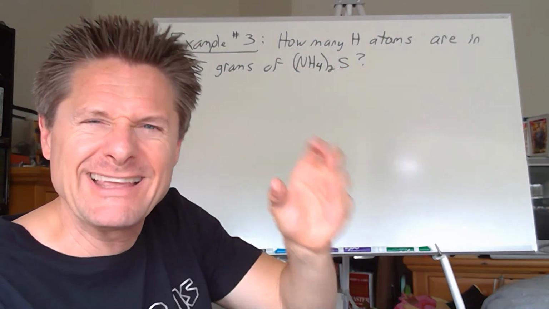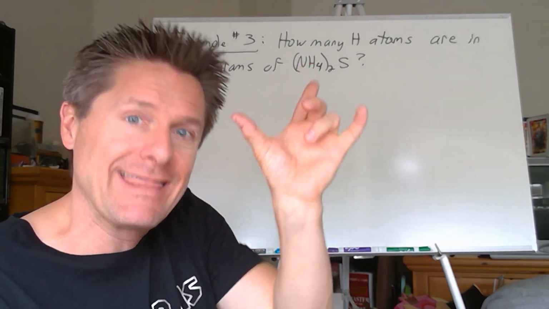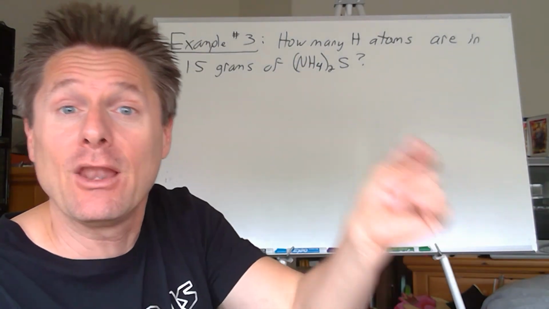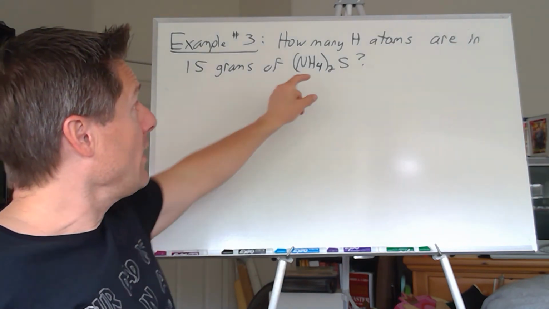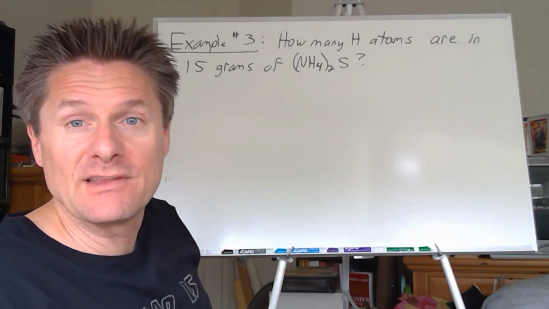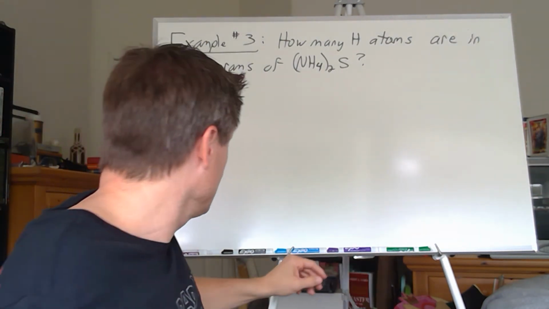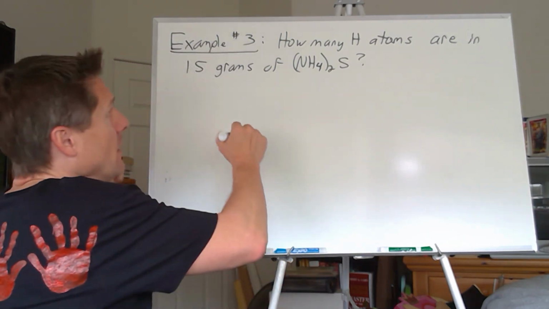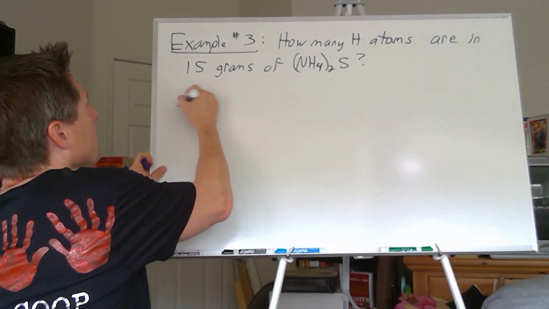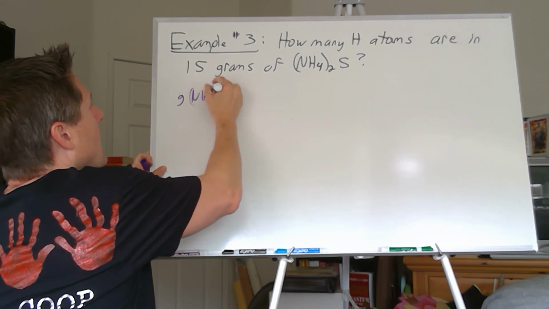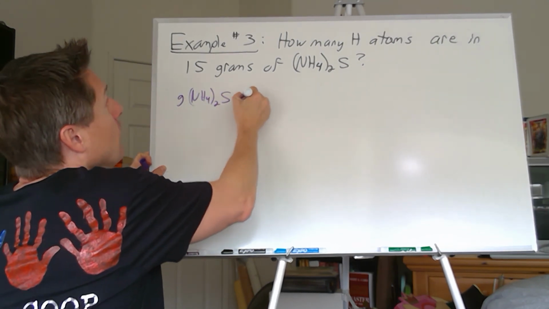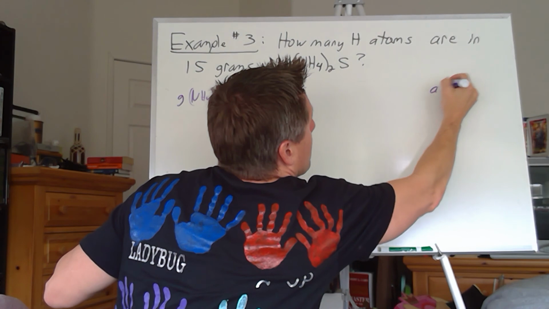Remember, a chemical formula is a conversion factor between that compound and any element within it. So we want to know how many hydrogen atoms are in 15 grams of this. We obviously need to get to moles. So here's our game plan. We're starting with grams of ammonium sulfide. We want to get to atoms of hydrogen.